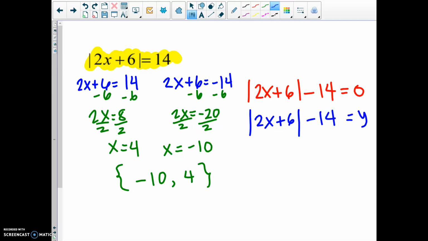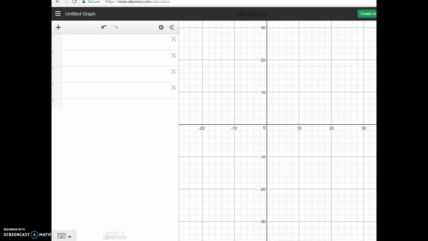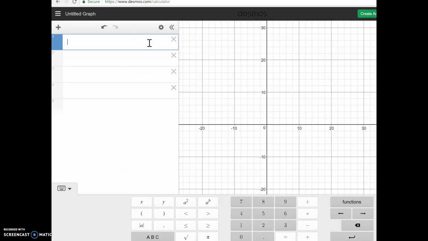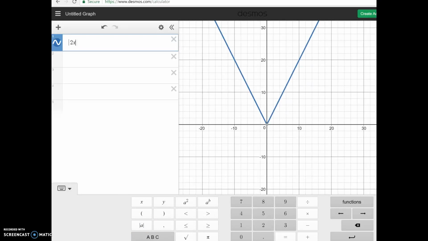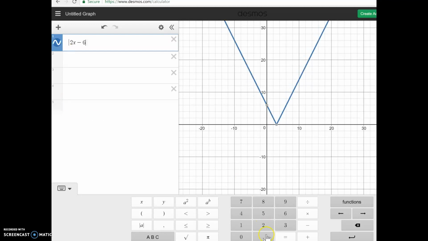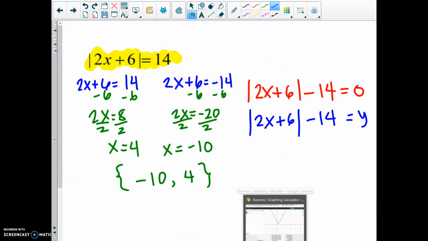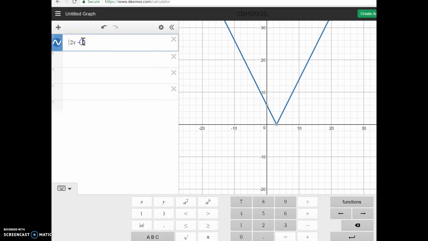minus 14. So I am going to use Desmos, the online graphing calculator, and I'm going to graph in line 1. There's a couple different ways that you can put absolute value into the equation. The easiest way is to pull up the keyboard and look right down here. That's going to give me my absolute value bars. 2x plus 6, minus 14.